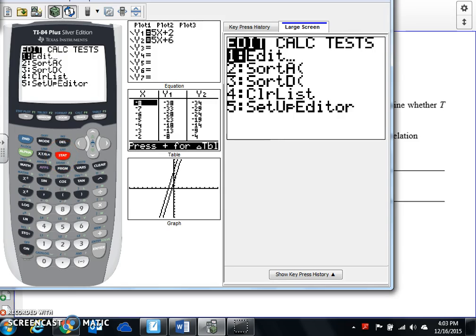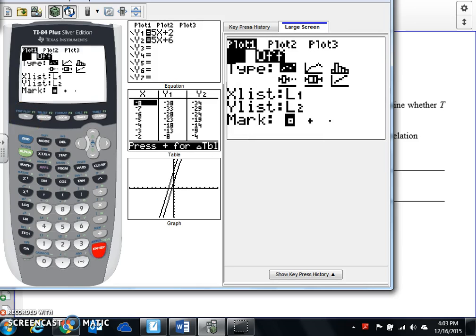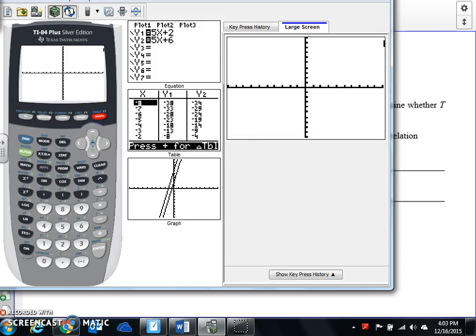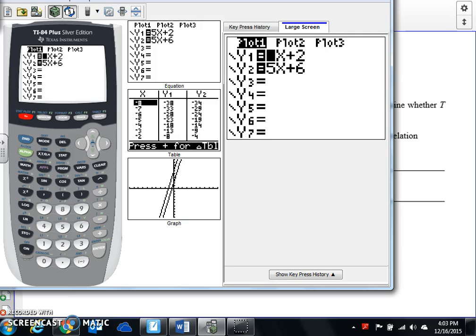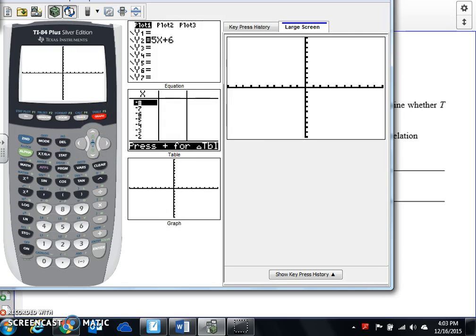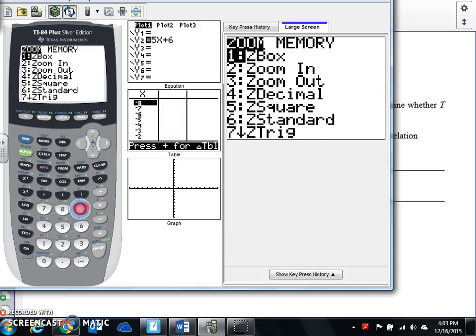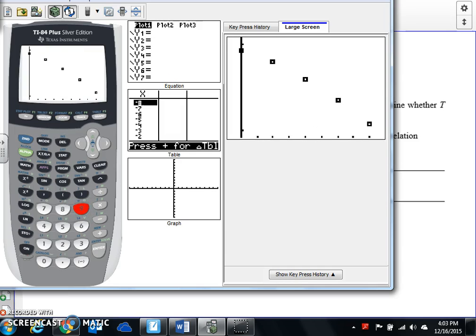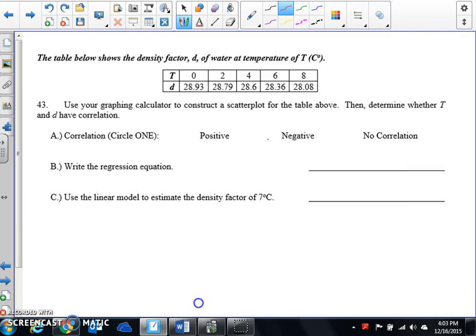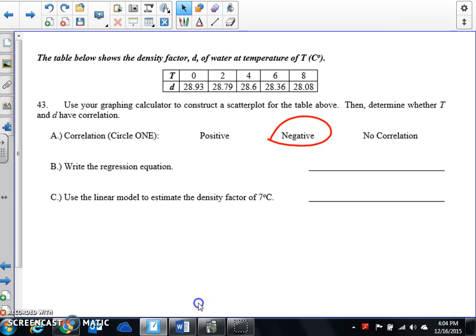Okay, now I go to stat. So if I want to look at the correlation, I can actually put my stat plot on real quick. So if it's off, turn it on. And now I can look at the graph, remember? And we need to make sure you go to your y equals, clear everything out. I always forget. So you can go to your table now that your stat plot is on, and you can zoom 9. So if I'm looking at this, remember slope and correlation are similar. It's going downhill, so I know it's going to be a negative slope.